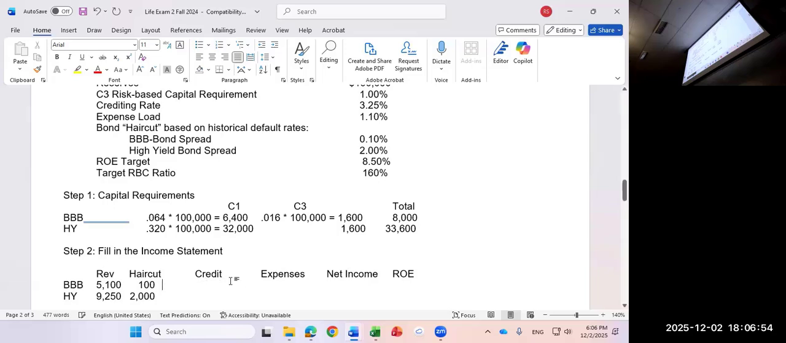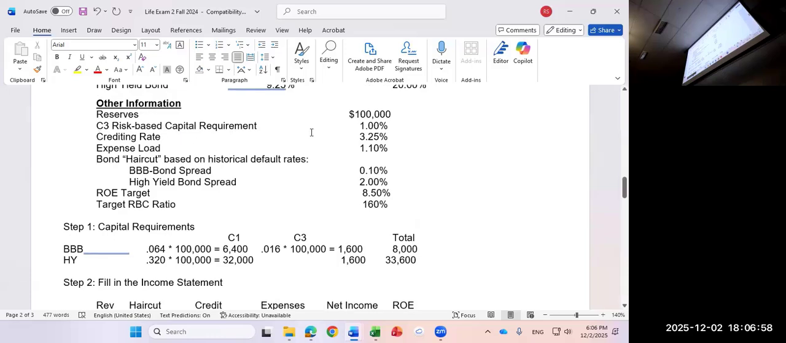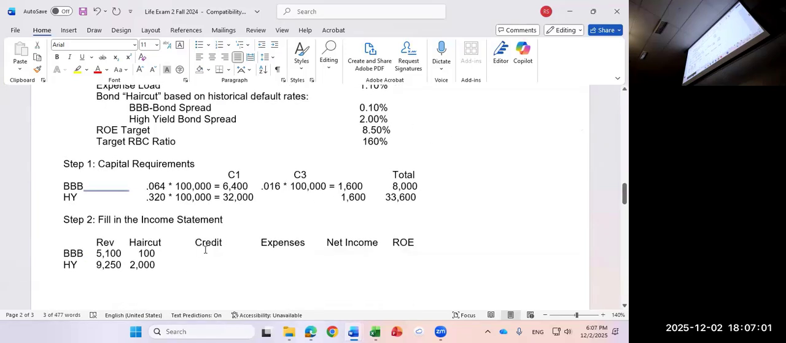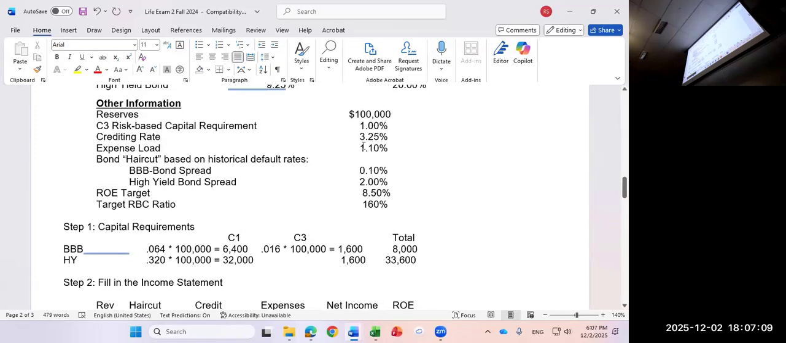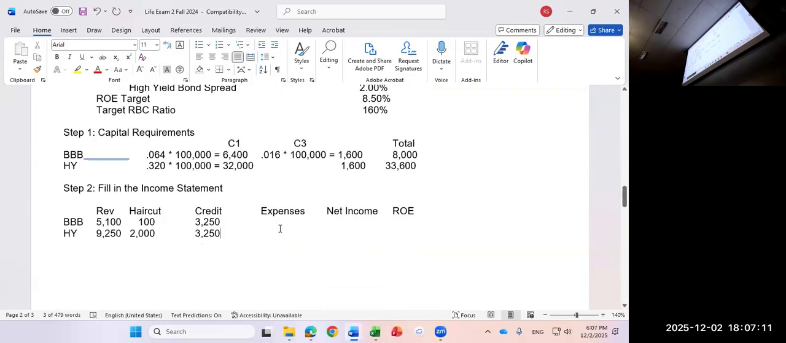The crediting expenses would be the same for both of them. The crediting rate is 3.25%. So that's 3,250. The expenses is 1.1%. That's a pretty low load. So that's 1,100.